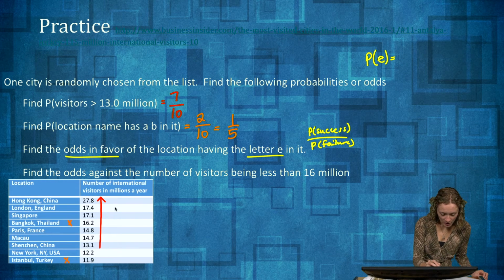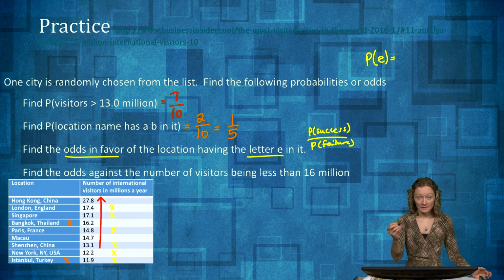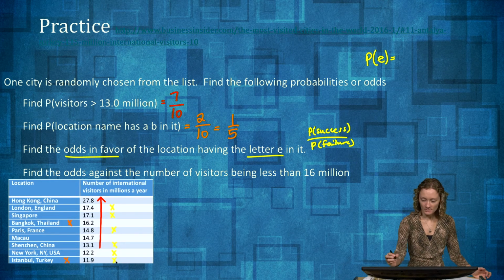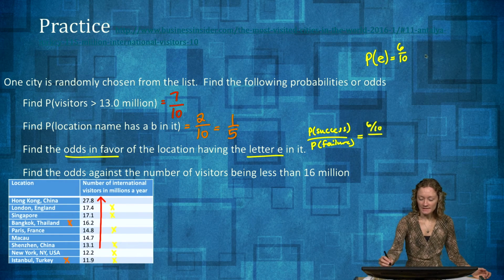Hong Kong, China, no. London, England, yes. Singapore, yes. Bangkok, Thailand, no. Paris, France, yes. Macau, no. Shenzhen, China, yes. New York, yes. Istanbul, Turkey, yes. Kuala Lumpur, Malaysia, no. So the probability that it has an E, 1, 2, 3, 4, 5, 6 out of 10. And the probability that it does not have an E would be the rest, the other 4 out of 10.